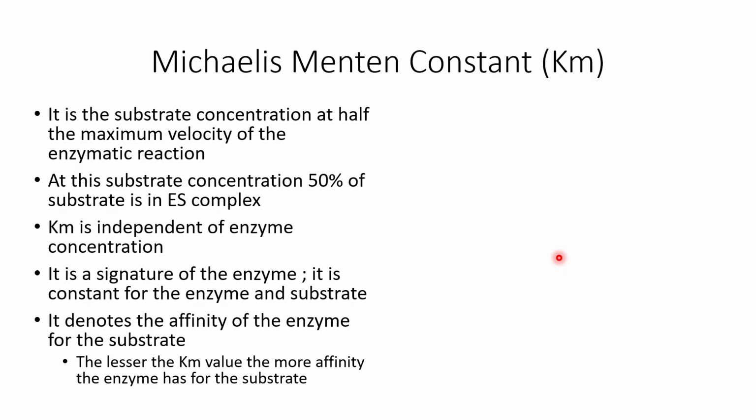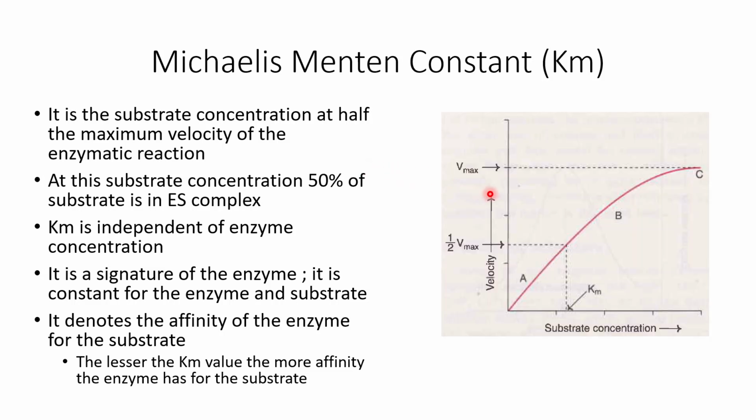Next we look at the Michaelis-Menten constant. So what is this Michaelis-Menten constant? It is basically the substrate concentration at half the maximum velocity of the enzymatic reaction. So we have an enzyme reaction. On this graph you can see this is the velocity of the reaction and this is the substrate concentration. Now as we increase the substrate concentration, the reaction rate also increases.